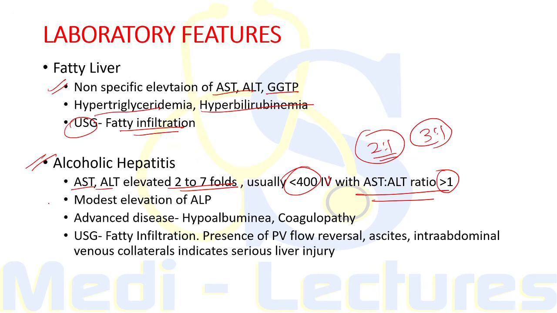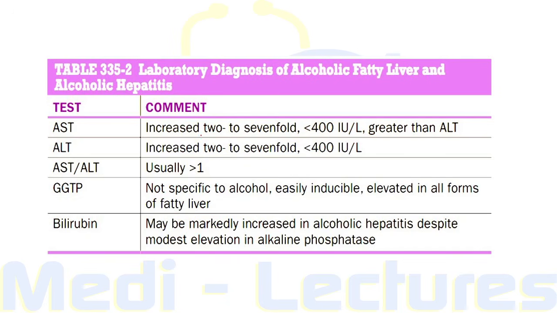Along with this, the additional finding in alcoholic hepatitis other than fatty liver will be modest elevation of alkaline phosphatase. Now, this can be due to intrahepatic cholestasis due to inflammation in the liver. Now, advanced disease is marked by hypoalbuminemia and coagulopathy with elevation in prothrombin time. Again, USG will show fatty infiltration, but this time there can be presence of portal flow reversal, ascites, and intra-abdominal venous collaterals, which will indicate severe liver injury. Now this is a summary of all the investigations.